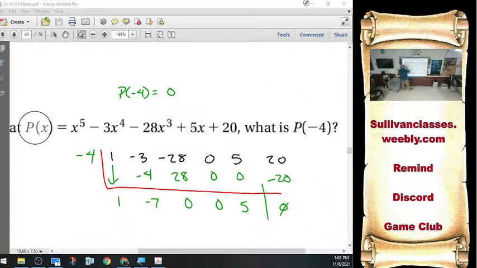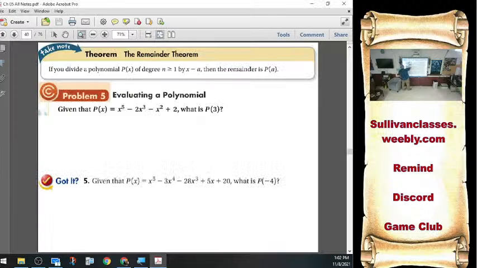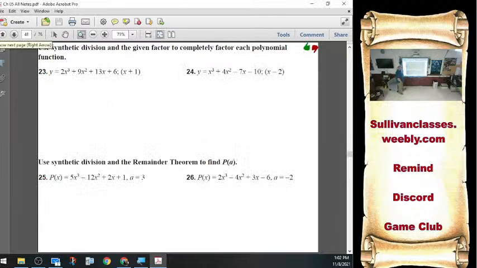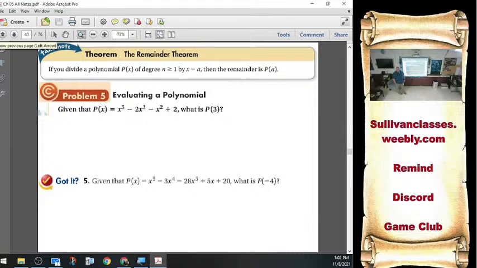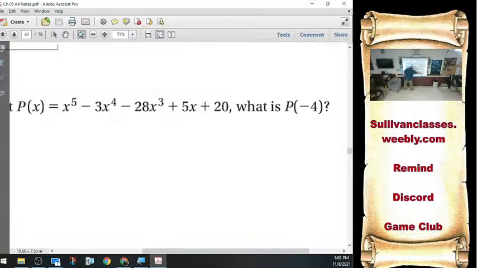It is just a faster way to evaluate. I know we were good with synthetic division. This is just saying, hey, remainder theorem. That's all you need to do. P of -4 equals 0.